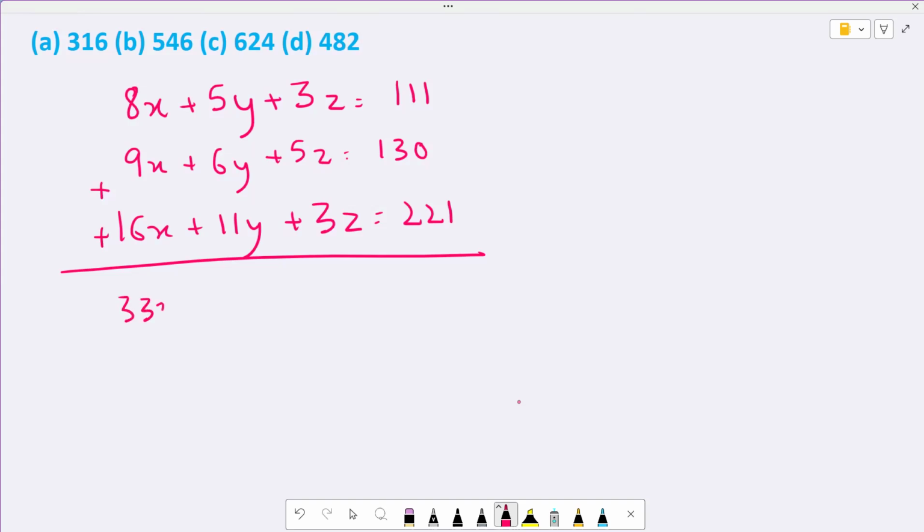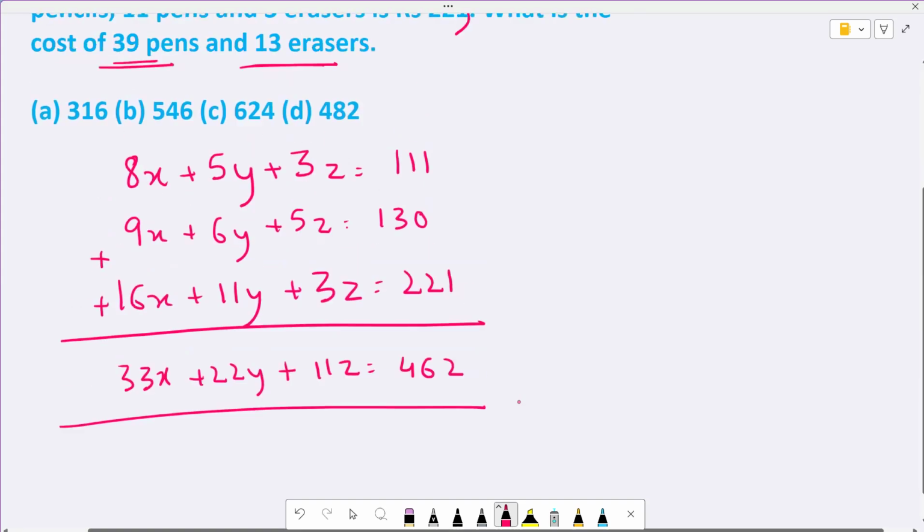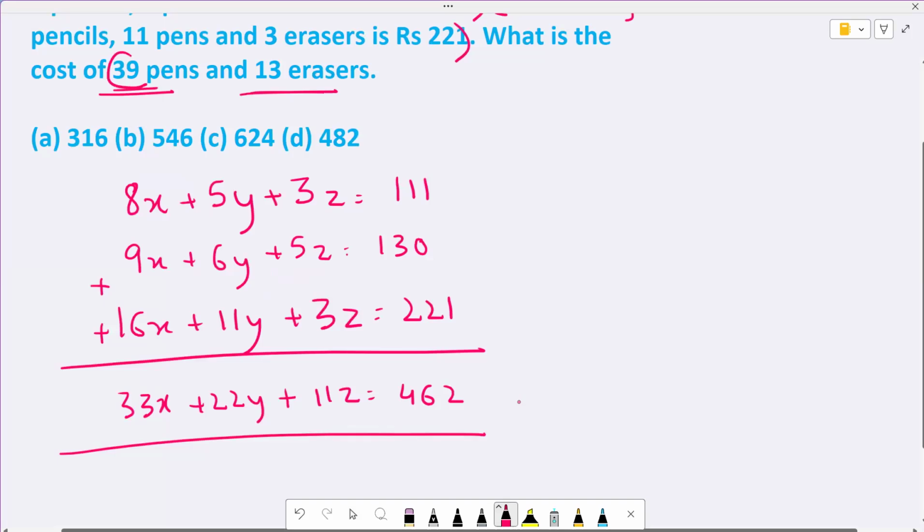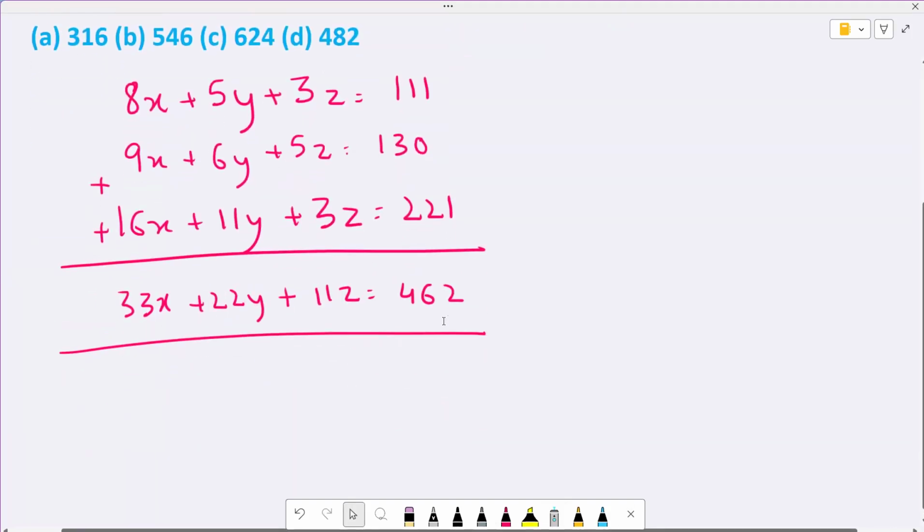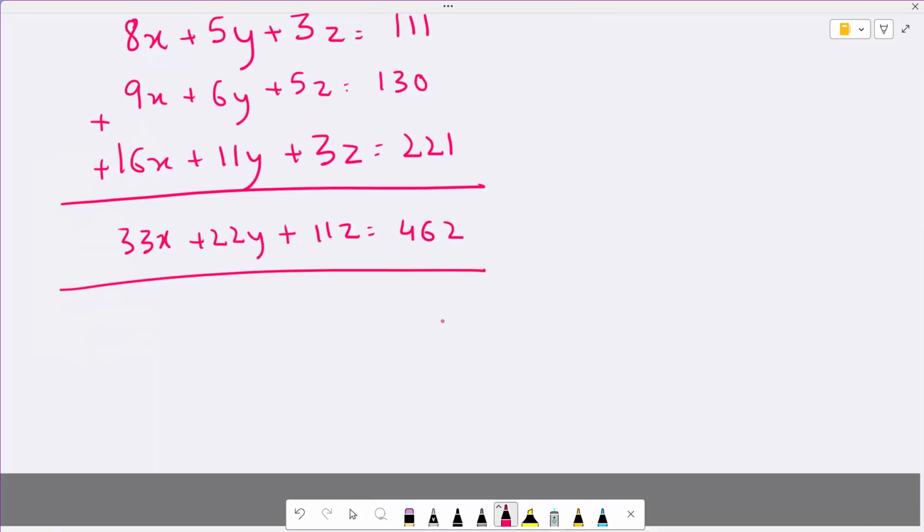Then we get 33x plus 22y plus 11z, which will be equal to 462. So we receive this here. Now, we could focus upon this part, 39 and 13, they're all multiples of 13, which means that this thing is pretty similar or includes something related to 13 itself. So what we can focus upon here is, if we divide this particular equation by 3, or perhaps by 11.